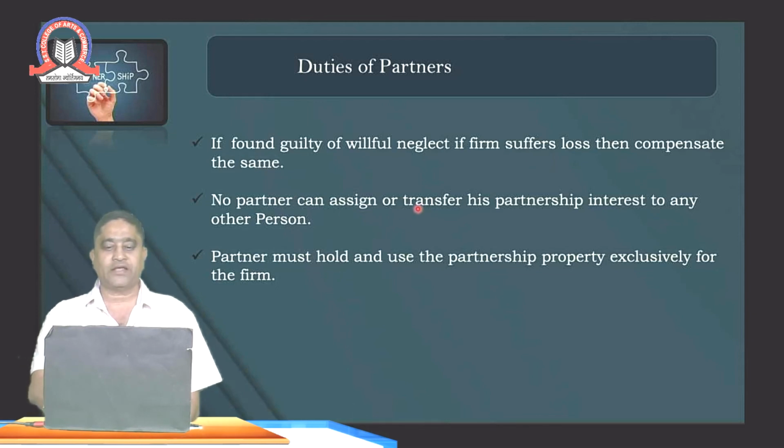No partner can assign or transfer his partnership interest to any other person. The meaning of this is that if one of the partners is assigning his rights to another person, he should take the consent of all the partners, otherwise his act would not be as per the law. A partner must hold and use the partnership property exclusively for the firm. That means he should not use it for his personal use.